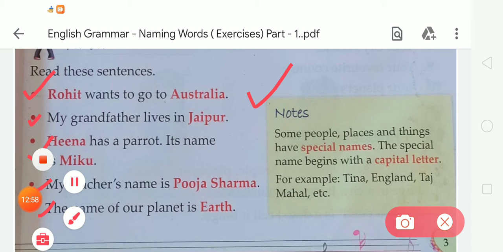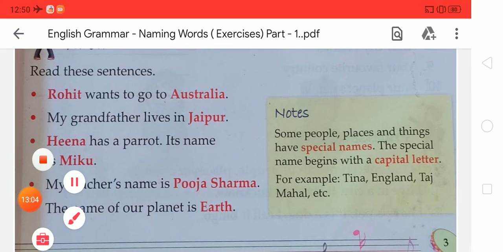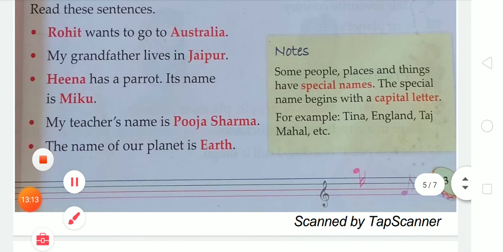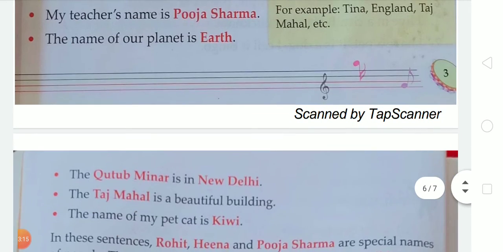Okay, now moving to the next. So students, here are some examples for you. You have to read it. So for example, there is Tina, England, Taj Mahal, etc. and your name also. Okay, your name also is very special.